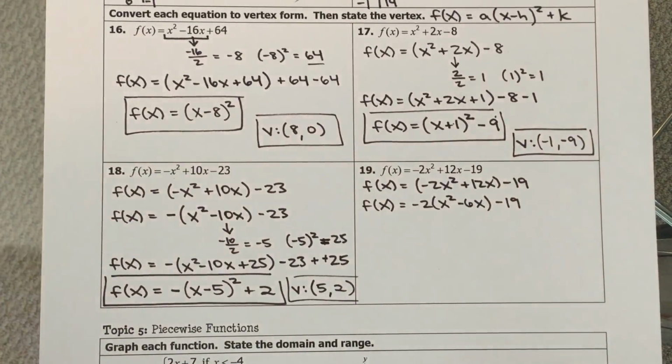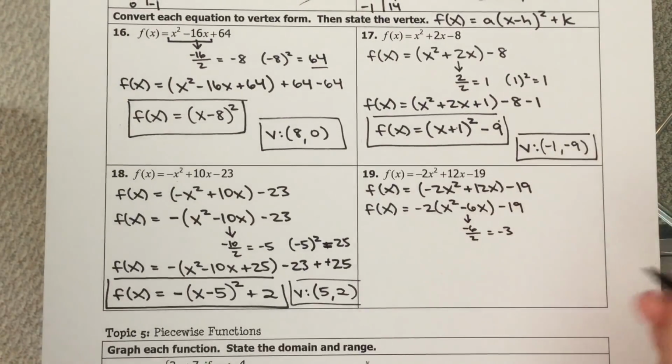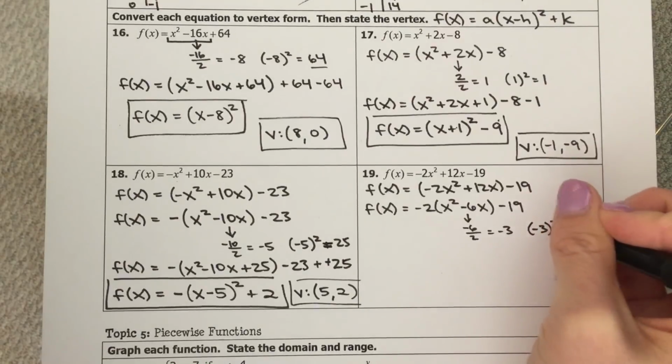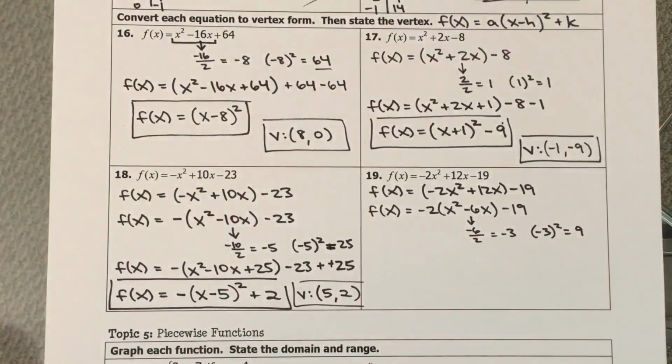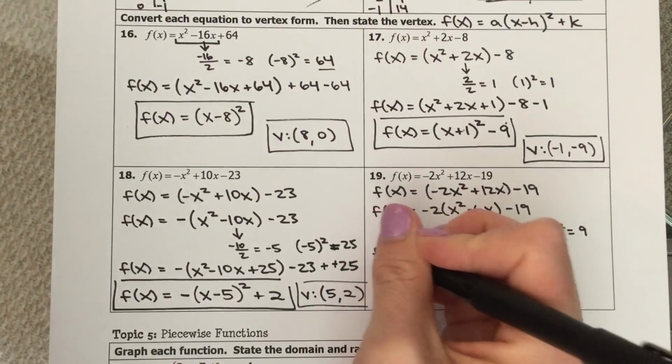Step 3, complete the square by taking half of b and squaring it. This is the new c, so we've got the new c. Add this to the x squared plus bx in parentheses.